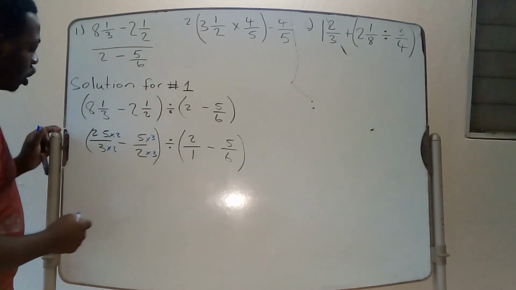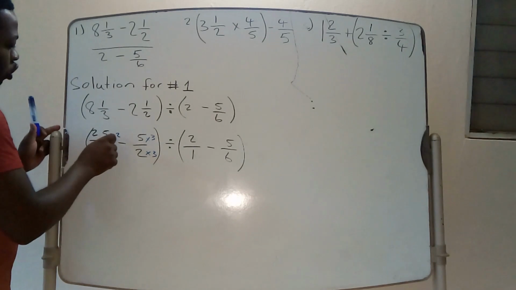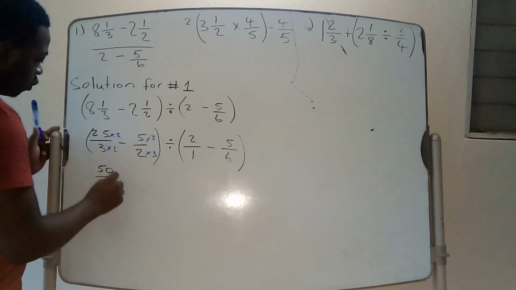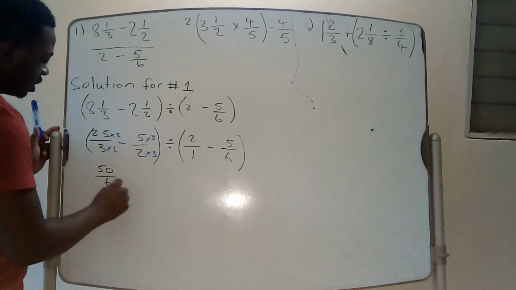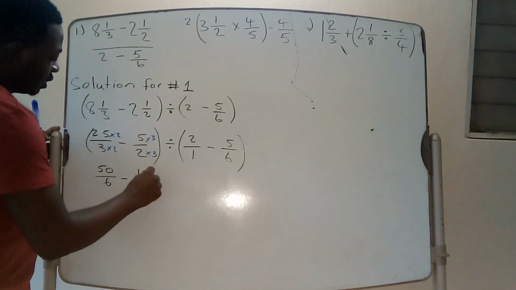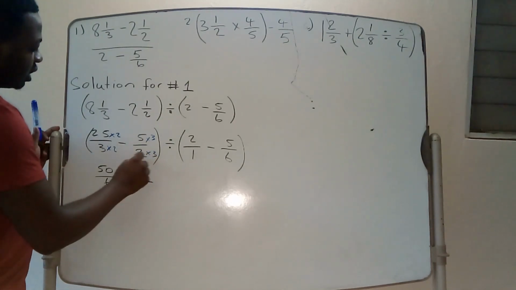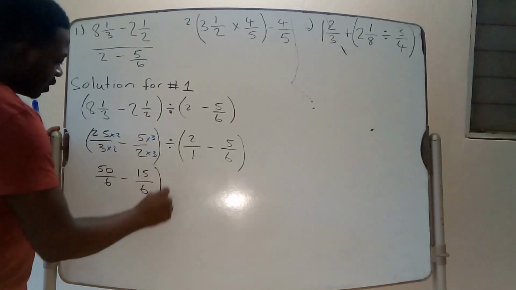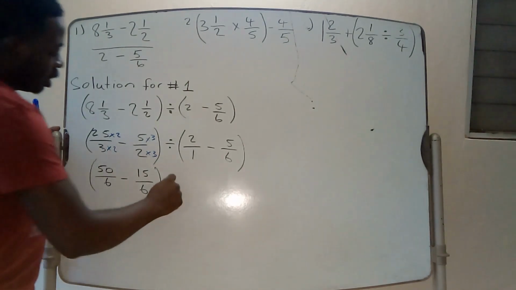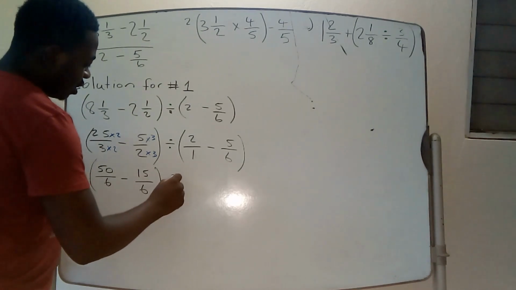Alright? Now, 2 times 25, that's going to be 50, over 3 times 2, that's going to be 6, minus 3 times 5, that's going to be 15, over 3 times 2, that's going to be 6. Note here that both my denominators are the same. I'm going to keep my division sign.